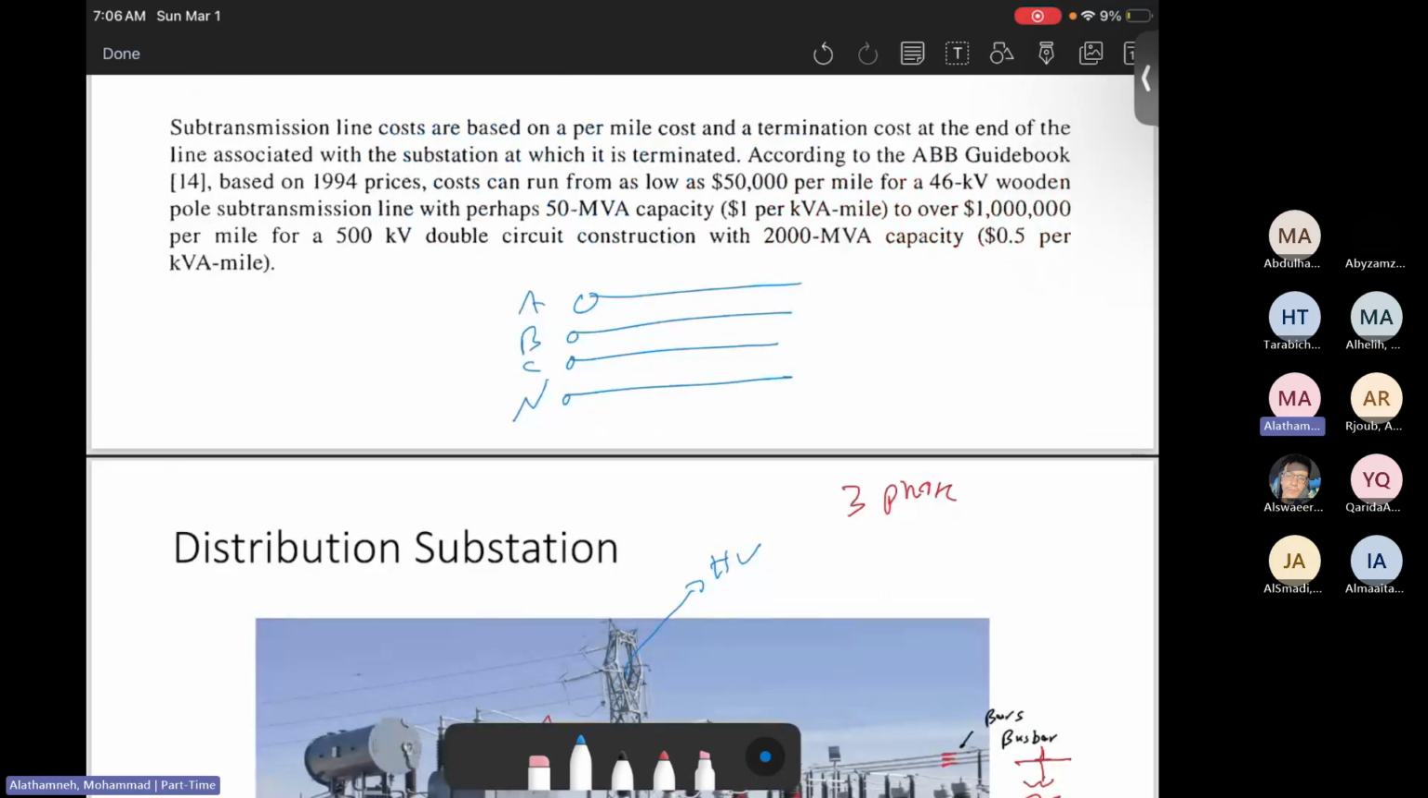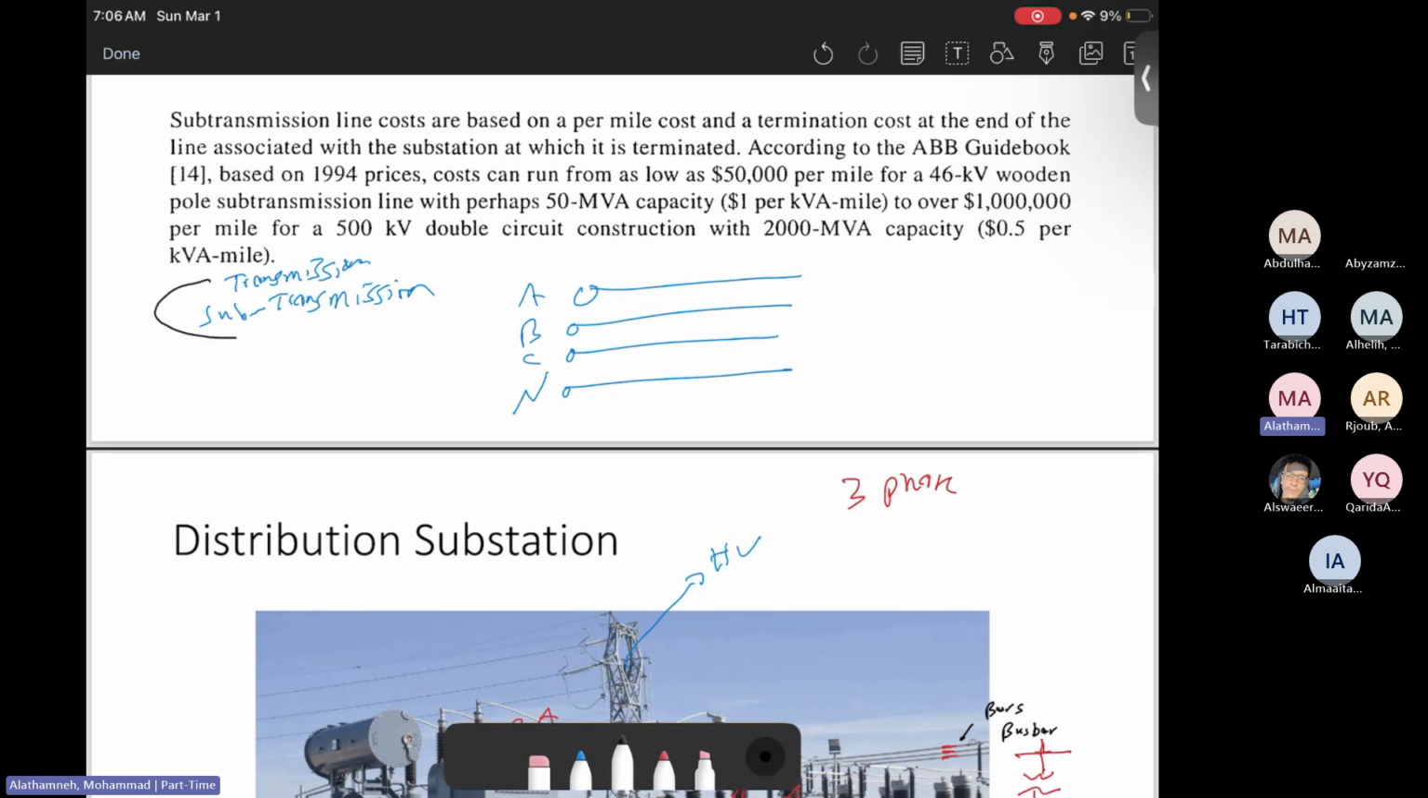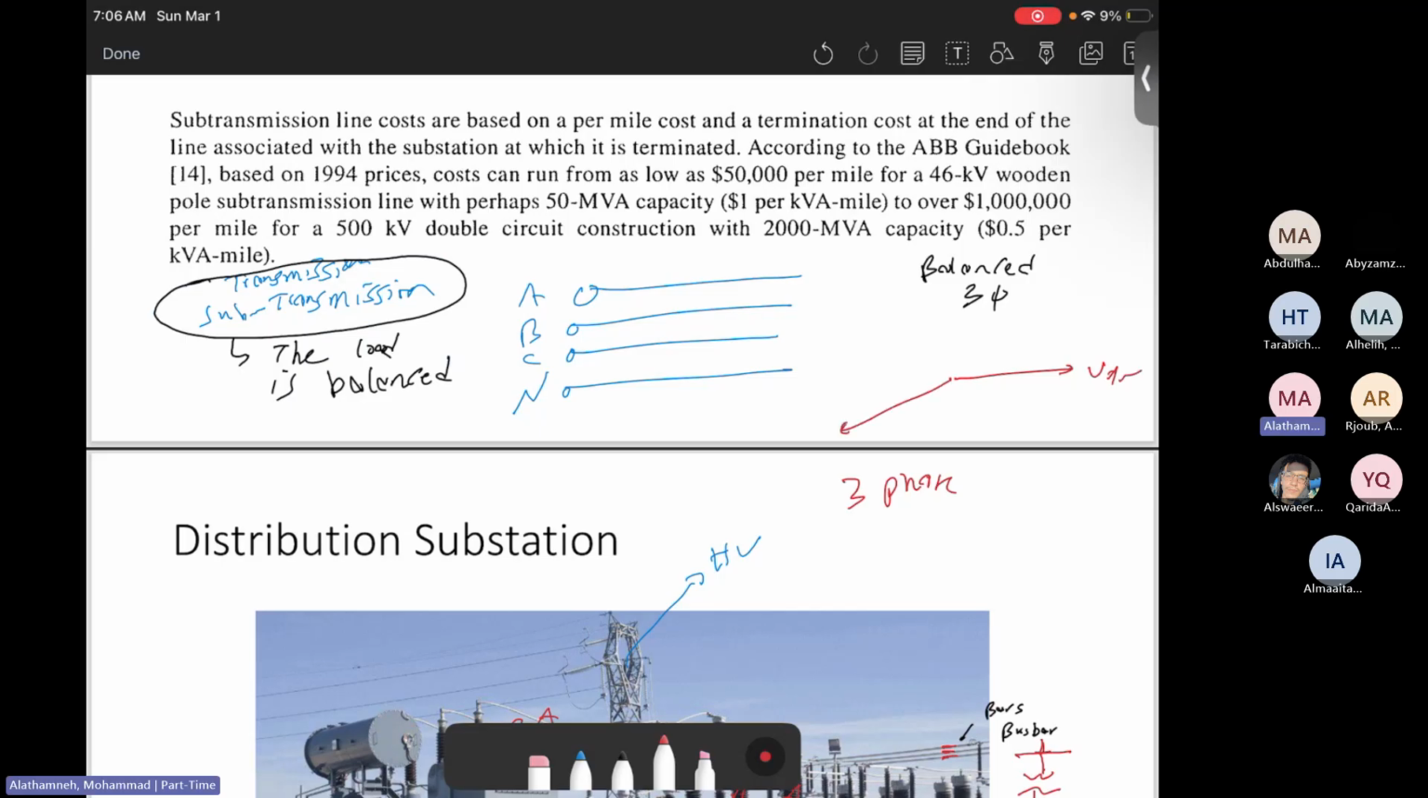So where's the neutral? The thing about it is, when we are doing transmission and sub-transmission, we are assuming the load is balanced. What do I mean by balanced three-phase? Balanced three-phase means, for example, here is VAN, here is VBN, here is VCN, which are 120 degrees phase apart.